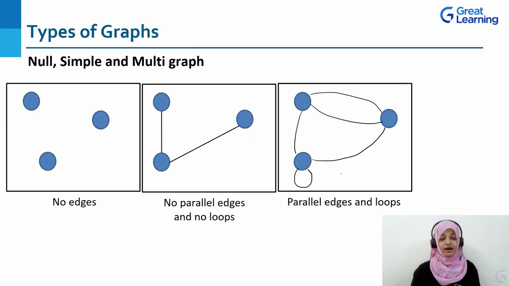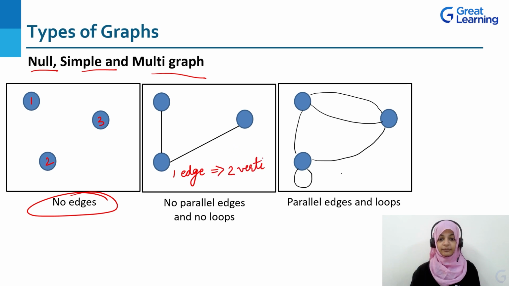The simplest types of graphs seen are the null graph, the simple graph, and the multigraph. A null graph is one that has literally no edges in it. As we can see, we've just got independent vertices strewn all throughout the environment. Similarly, simple graphs are those graphs that have no multiple or parallel edges between any two vertices. This means that in simple graphs, there would only be one edge between any two given vertices.